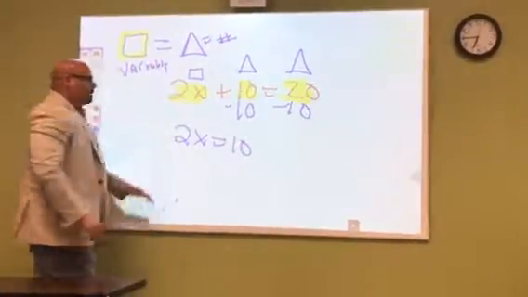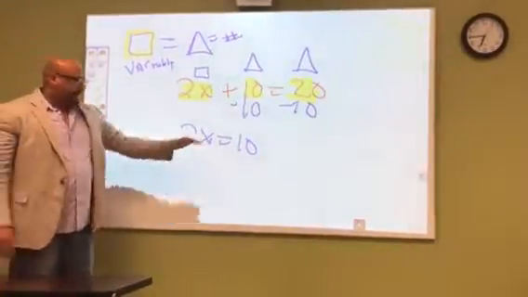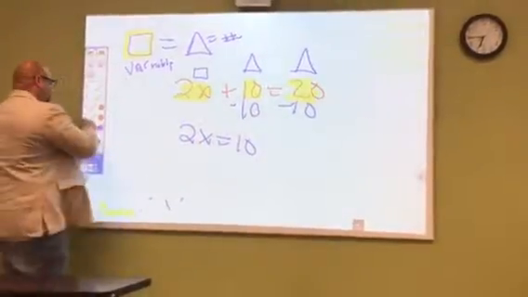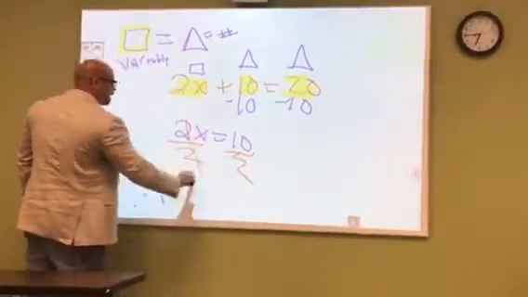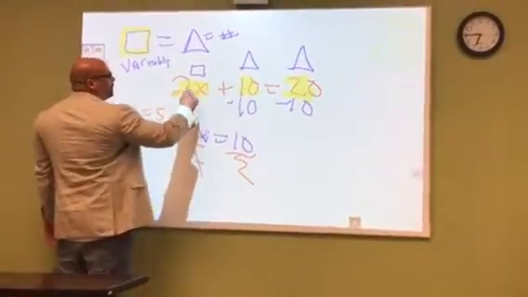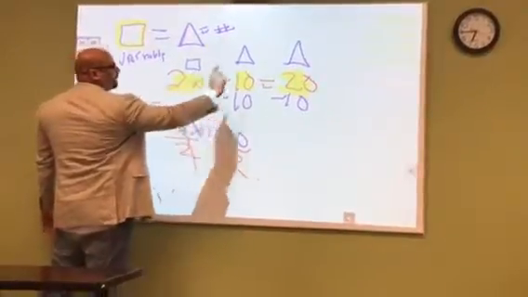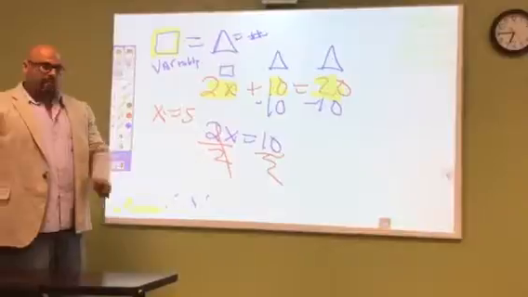But we cannot have the 2 in front of the x, right? It has to be x equals something. So we have to divide both sides by 2, and you're left with x equals 5 as the answer. If you don't believe me, plug in 5 here. 2 times 5 is 10. 10 plus 10 is 20. So you can actually check your answer. Is that clear? That's 2 examples.